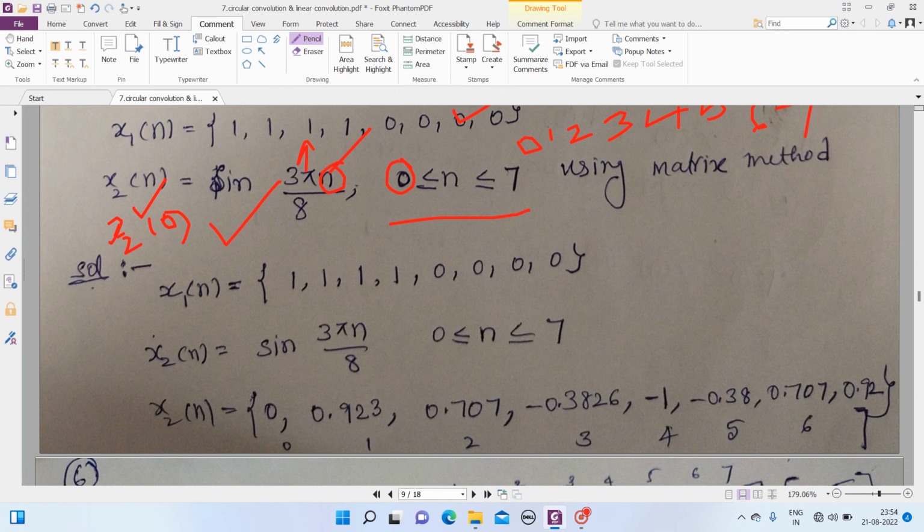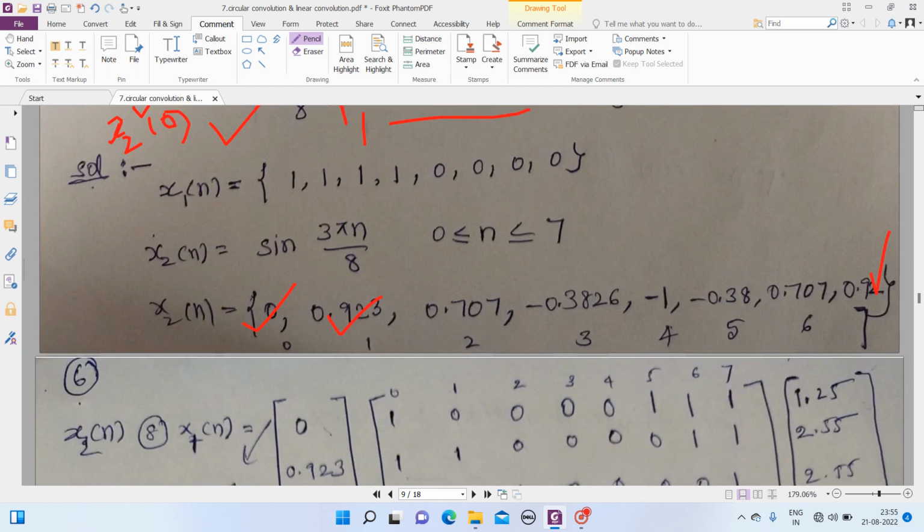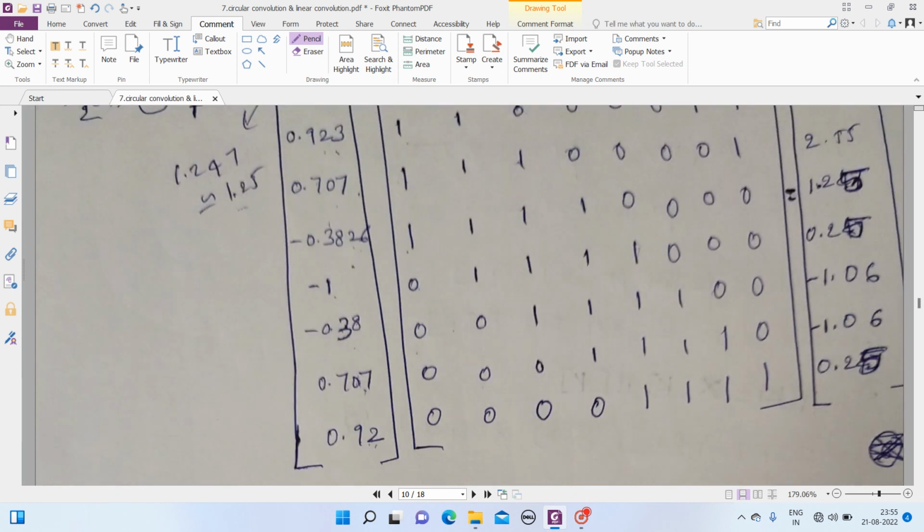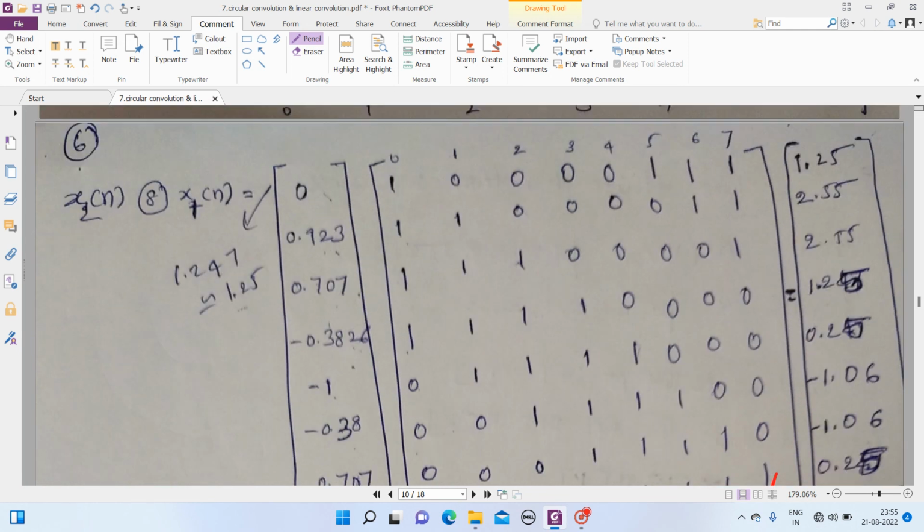So x of 1, you have to substitute the n value 1, right? Use the calculator and find out. You will get 0.923. Similarly, you have to calculate from 0 to 7, this is the 7th value. Then afterwards, as usual, you can apply the matrix multiplication method. This is an 8 cross 8 matrix. So you have to multiply these two matrices. You will get this. Just verify whether this answer is correct or not.